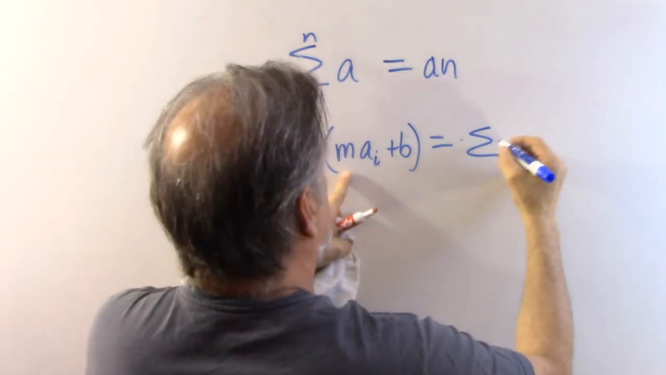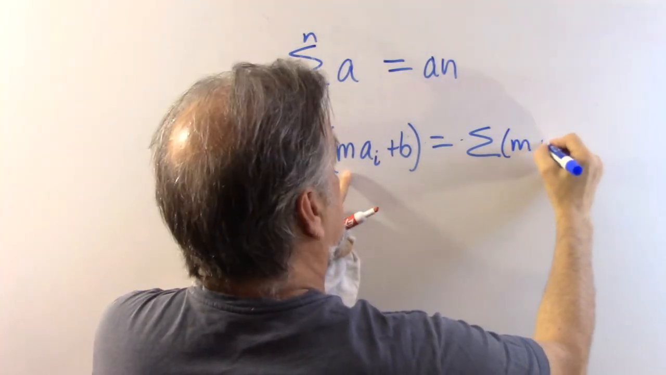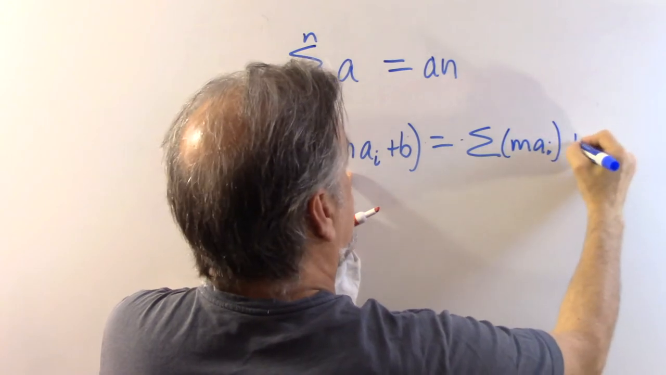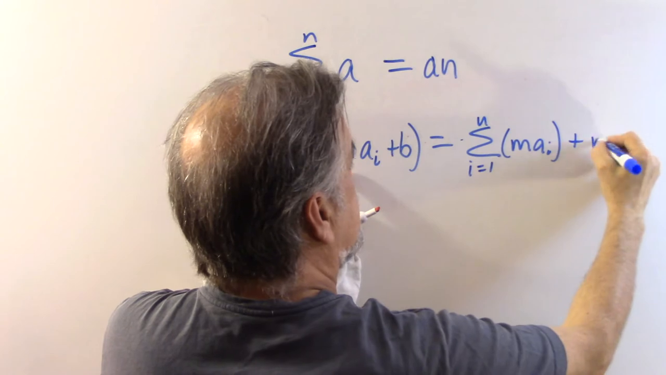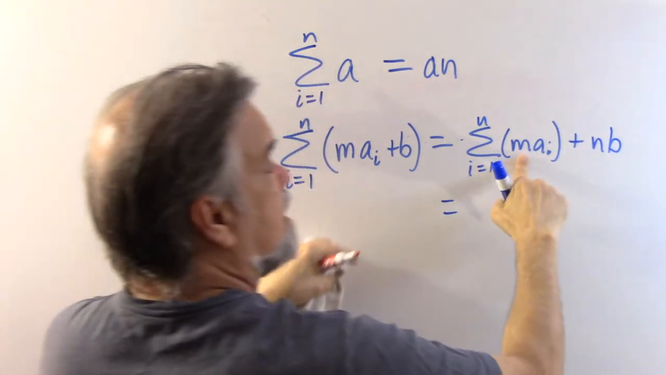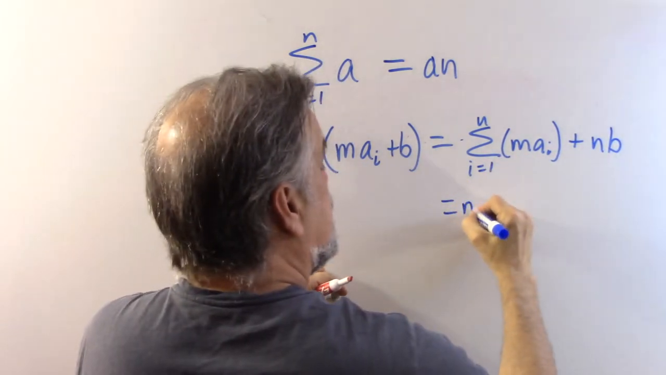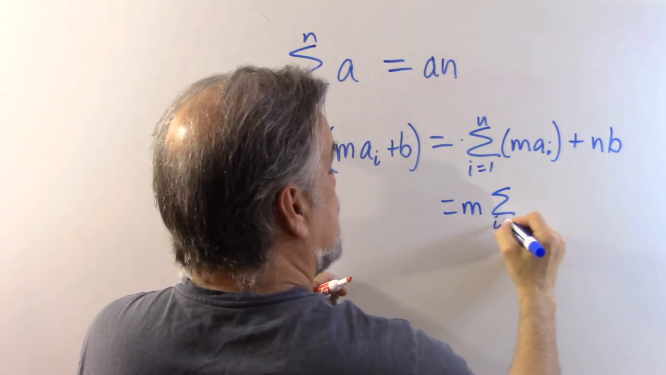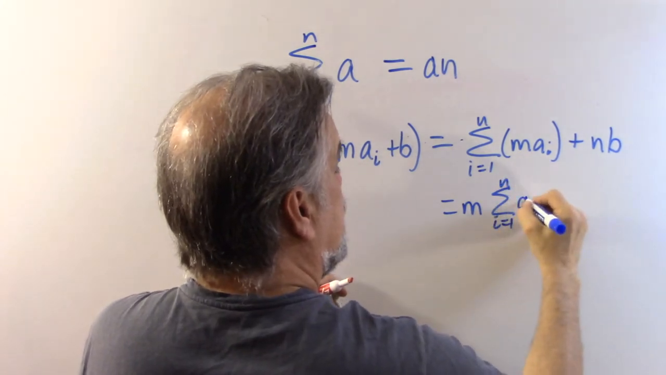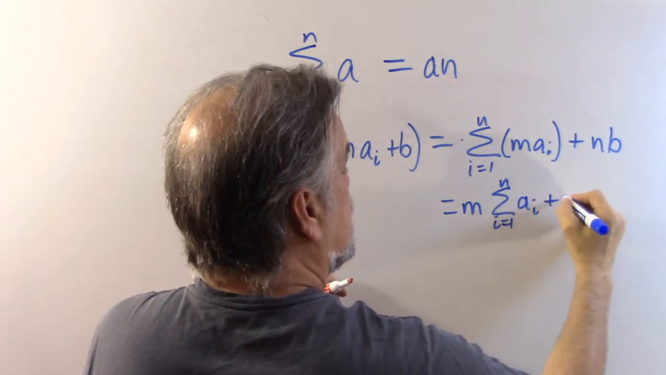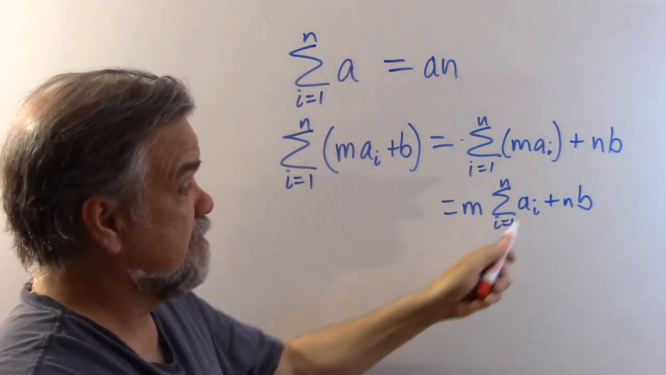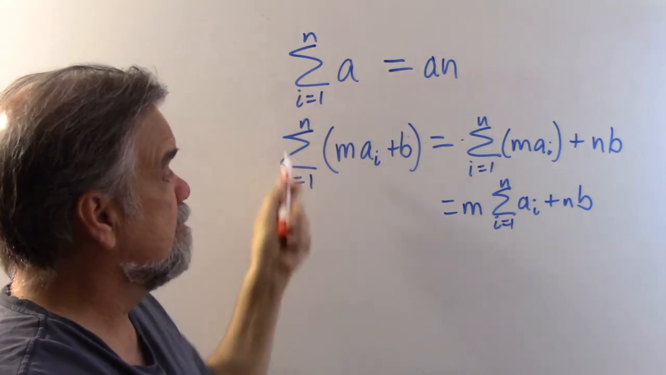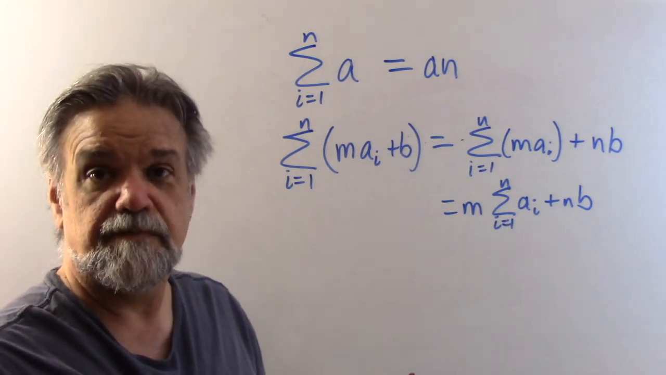So this is going to be the sum of m times ai, I goes from 1 to n, plus n times b, and now I can factor out that m times the sum as I goes from 1 to n of ai, plus n times b. This can be very handy sometimes. If you already know this sum, then you can figure out this sum very, very easily.